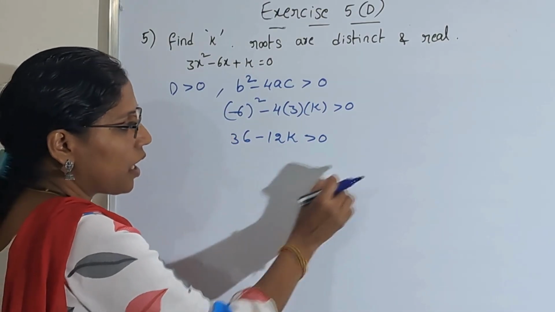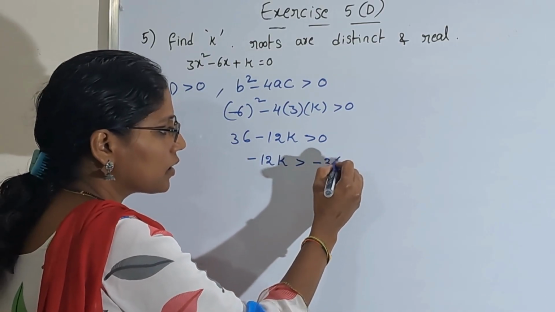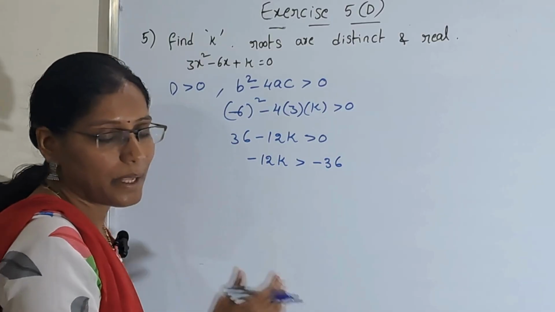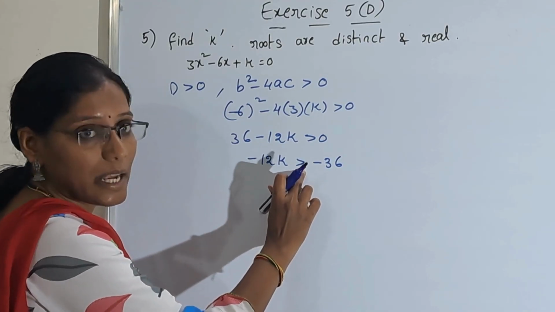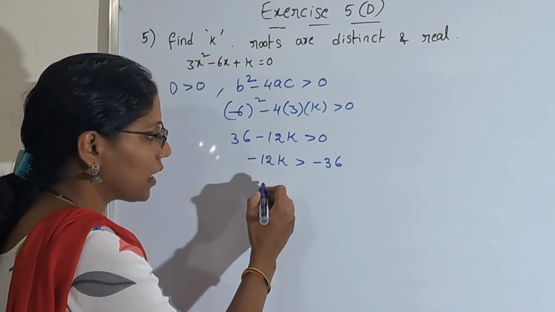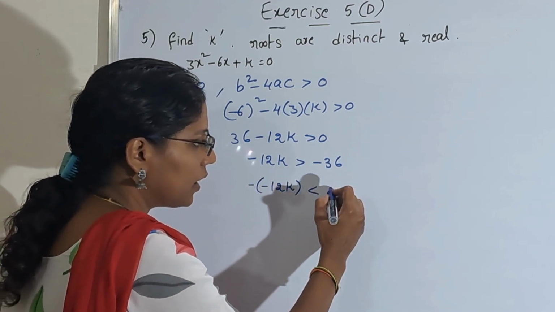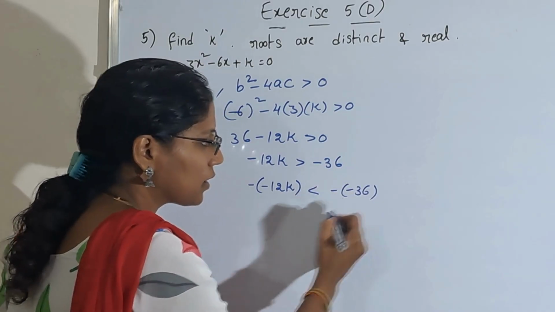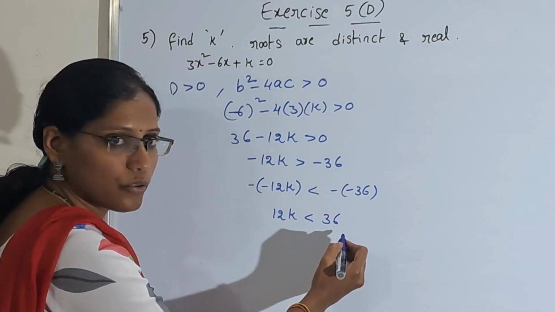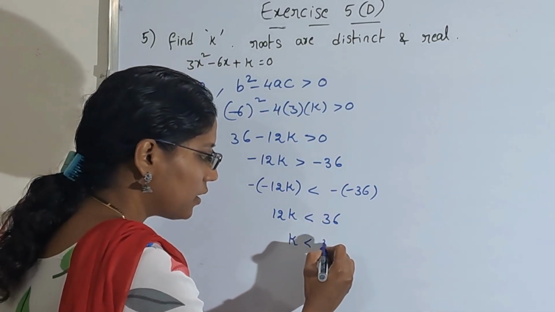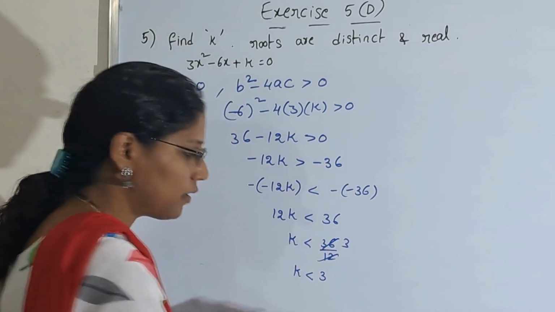Here 36 we have to shift to the right side: -12k is greater than -36. Both sides we have to multiply by minus. Minus multiplying means the inequality sign we have to change, means the order reverses. Minus of -12k is less than minus of -36. Here 12k is less than 36. 12 we have to shift to the right side: k is less than 36 by 12. 12 into 3 is 36. k is less than 3 it will come.